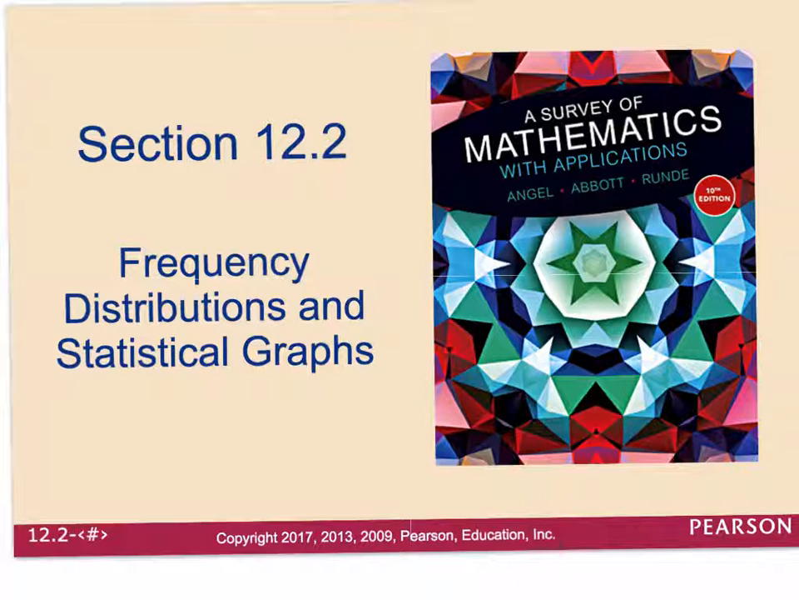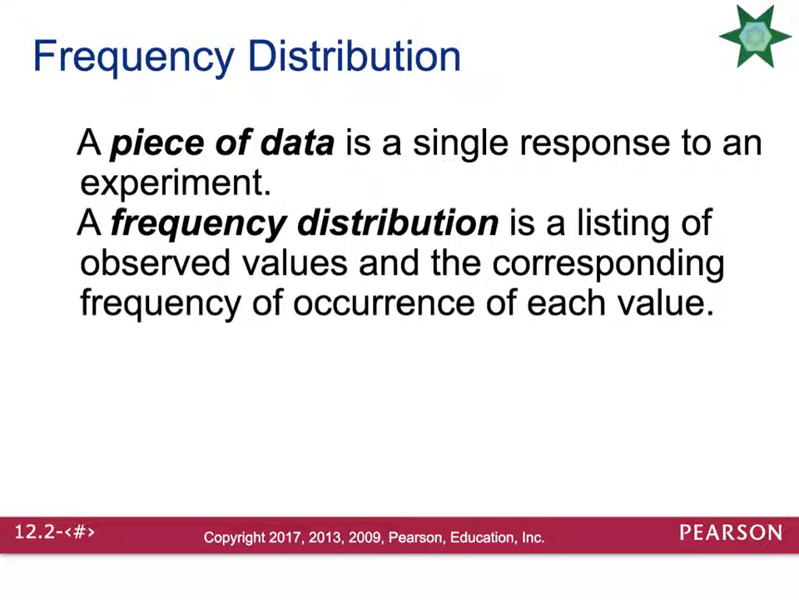Section 12.2, frequency distributions and statistical graphs. So when we collect data, we have several pieces of data. A piece of data is just a single response to an experiment, and often there's thousands of pieces of data, so statisticians will organize them in what's called a frequency distribution. A frequency distribution is just a listing of observed values and how often that value came up during the experiment.